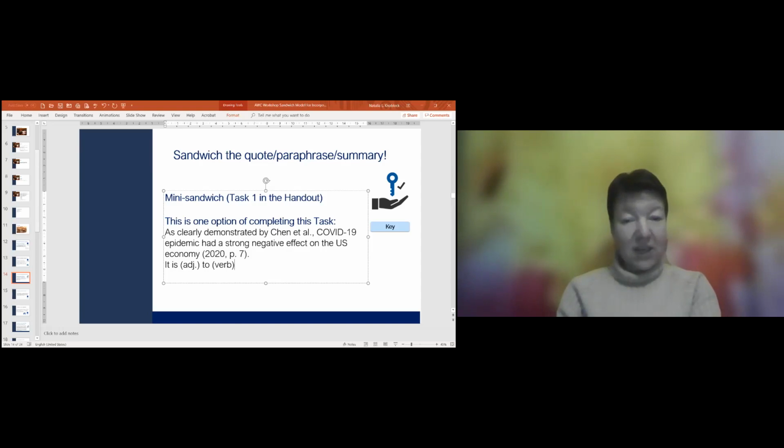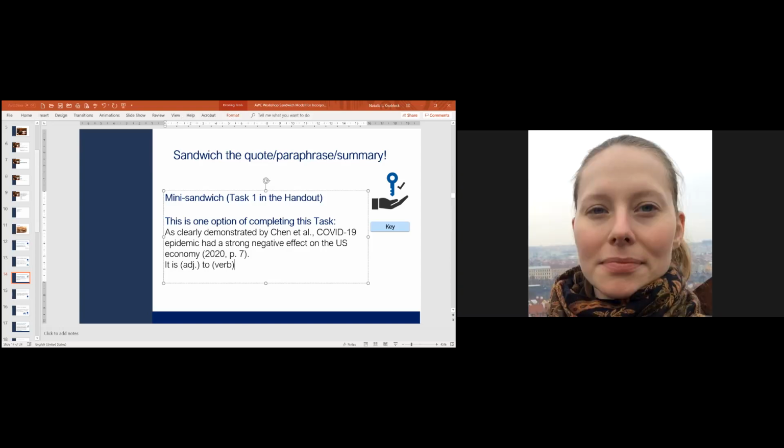Is there something in the chat? If I can ask again, if we have several sentences that refer to one paper, so if we continue to summarize one source, should we put an in-text citation at the end of the whole summary or not? Very good.